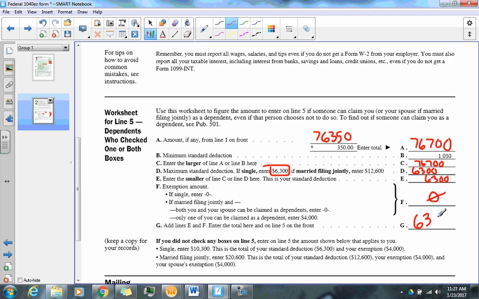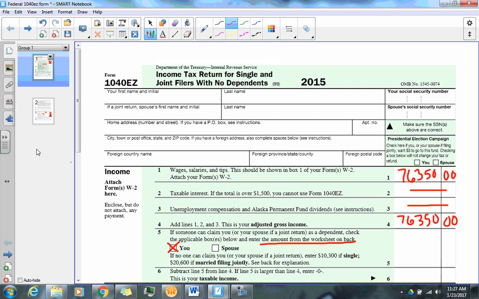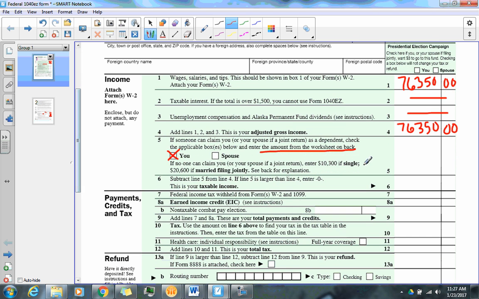Now I'm just going to give you a heads up. It's going to be 6,300 for this entire unit, so we're not going to change from single to married, filing jointly, or whatever. But anyway, this 6,300 number right here on line G, we're going to bring back to line 5, which is 6,300.